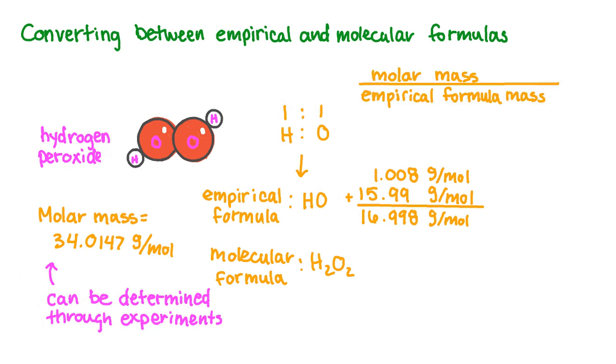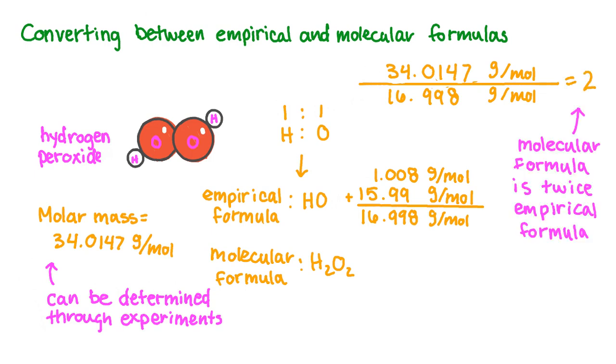Now we just need to divide the molar mass of hydrogen peroxide by the mass of its empirical formula. 34.0147 grams per mole divided by 16.998 grams per mole is equal to 2. Which means that the mass of the molecular formula is twice the mass of the empirical formula. So we should multiply the empirical formula by 2 to give us the molecular formula, giving us H2O2, which is the same as the molecular formula that we got from looking at the cartoon of the molecule.